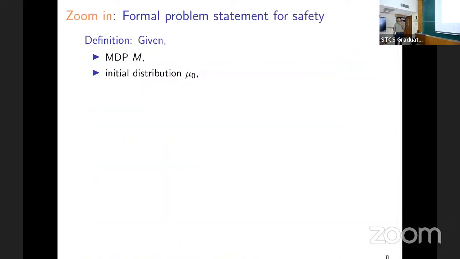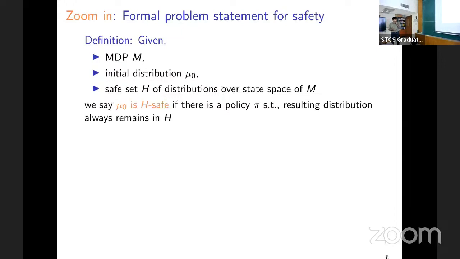So what is the formal problem statement? Here is the input. What you are given is an MDP. Let me first zoom into one particular problem called the safety problem, before we go into the general reach-avoidance problem. We'll look at just the safety query. So we are given an MDP and an initial distribution over the set of states of the MDP. And you are given another set of distributions, termed H, which is the set of safe distributions over the set of states of the MDP.